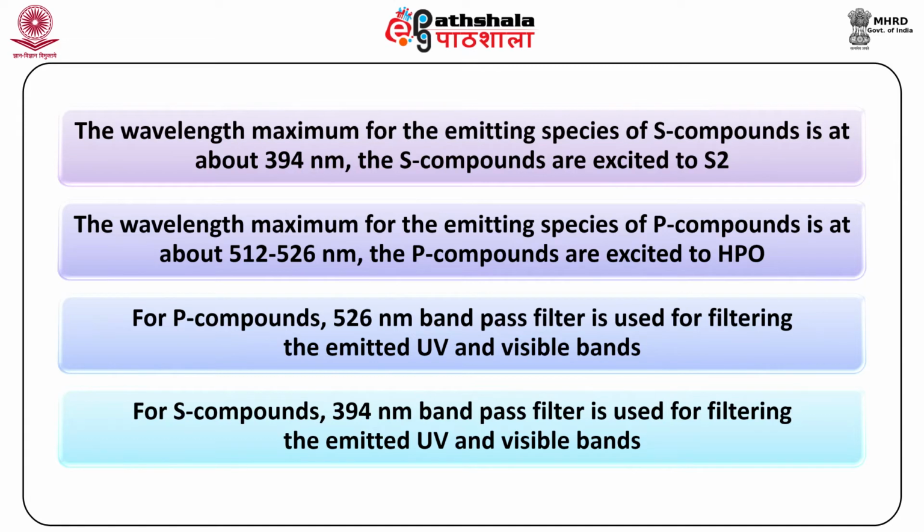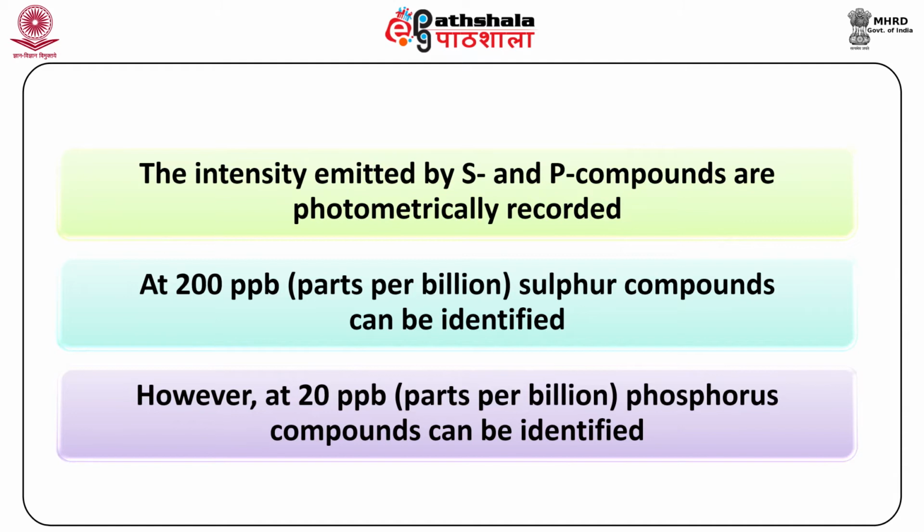For phosphorus compounds, a 526 nanometer band pass filter is used for filtering the emitted UV and visible bands. For sulfur compounds, a 394 nanometer band pass filter is used. The intensity emitted by sulfur and phosphorus compounds is photometrically recorded. At 200 parts per billion, sulfur compounds can be identified. However, at 20 parts per billion, phosphorus compounds can be identified.